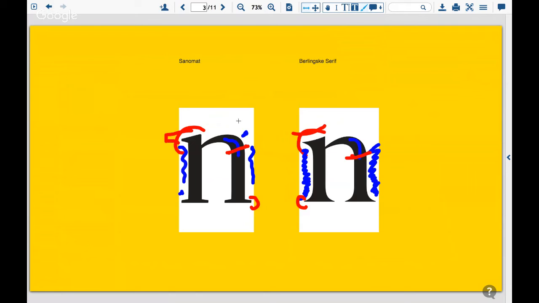So before we move on, one thing you also notice is the thinness. This was interesting. In both cases these are newspaper faces, so my expectation would be a very low contrast face. Yet, first of all, the serifs of Berlingske are super razor thin, which is already surprising, but this joint region in both cases is very thin. I think Berlingske is thinner than Sanomat, but it's still relatively thin. There's a certain thinness of this joint that is a little surprising. It was not what I expected.